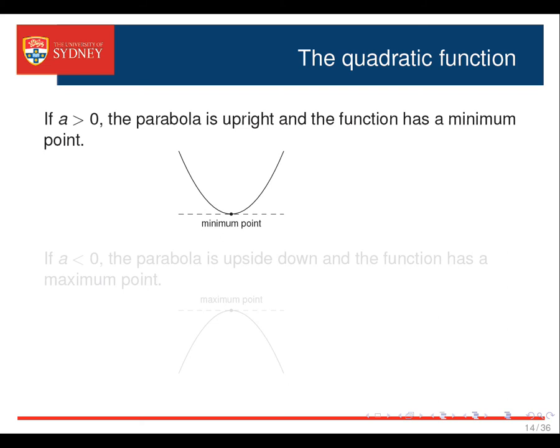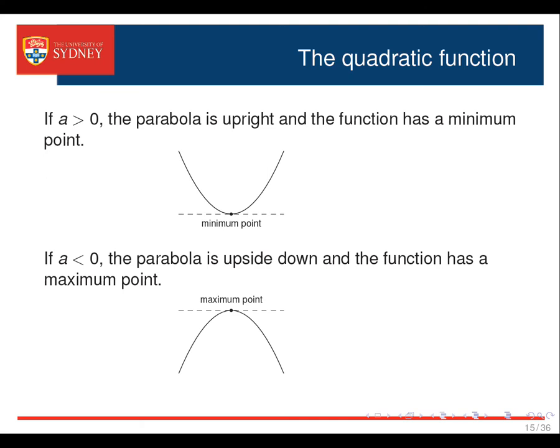If the coefficient of x squared is positive, then the parabola is upright and the function has a minimum point. We call the shape concave up. If the coefficient of x squared is negative, then the parabola is upside down and the function has a maximum point. We call this shape concave down.